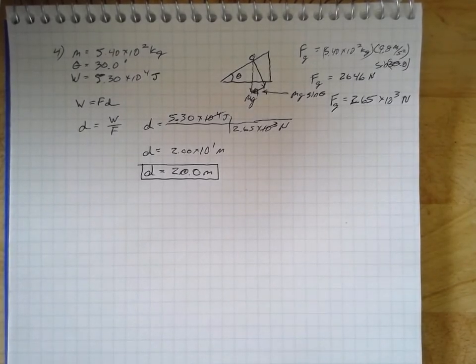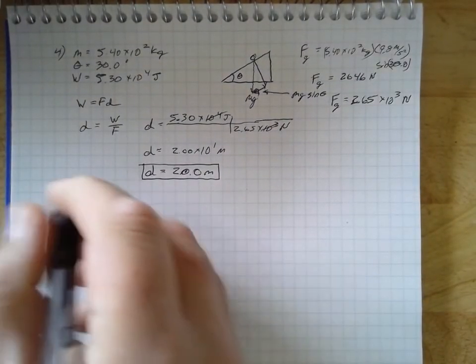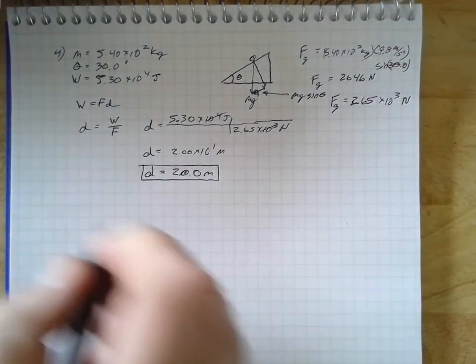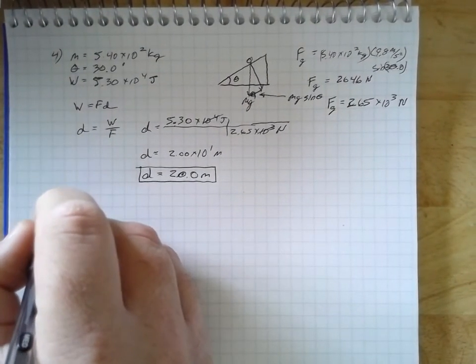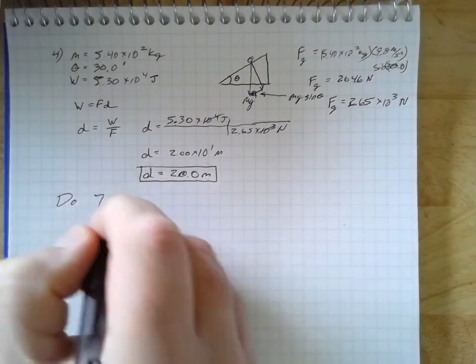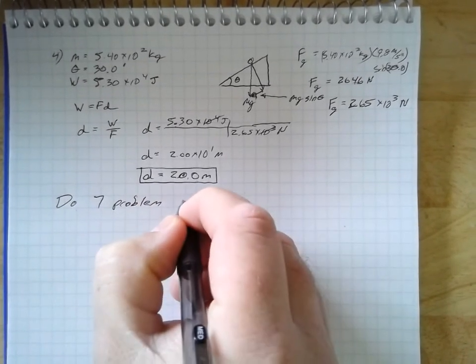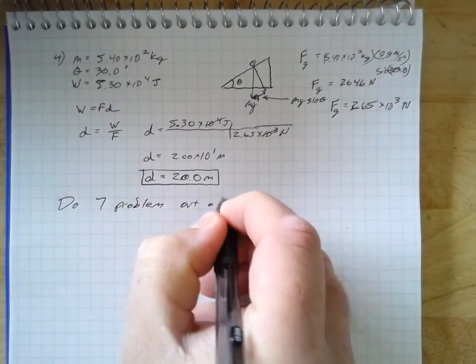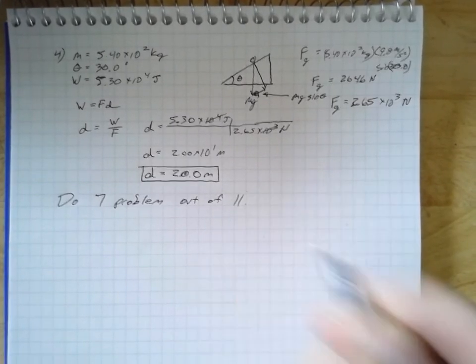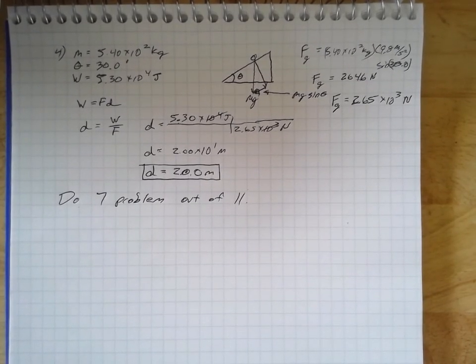All right. And on this one, what I want you to do, there are 11 problems possible here. I want you to do 7 problems out of 11. This one does not count, okay? So do 7 out of the 11 problems, and I will have you guys send that in to me afterwards, okay? Thank you.